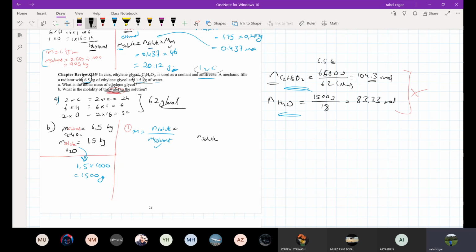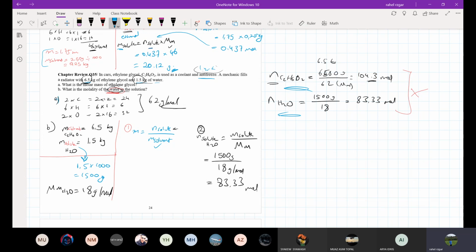So now, when you want to find mole of solute, mole of solute is equal to mass of solute divided by its molar mass. Mass of solute is 1,500 grams divided by its molar mass. What is the solute? H2O. What is the molar mass of H2O? Molar mass of H2O is 18 grams per mole. So divide by 18 grams per mole. You will get 83.33 mole.